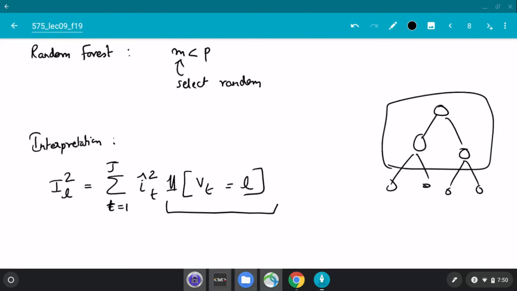Okay. That's what this is. And you can compute this for every variable. So there are going to be p numbers, and that's it. And then rank order them, and so you get a variable importance score for each variable.